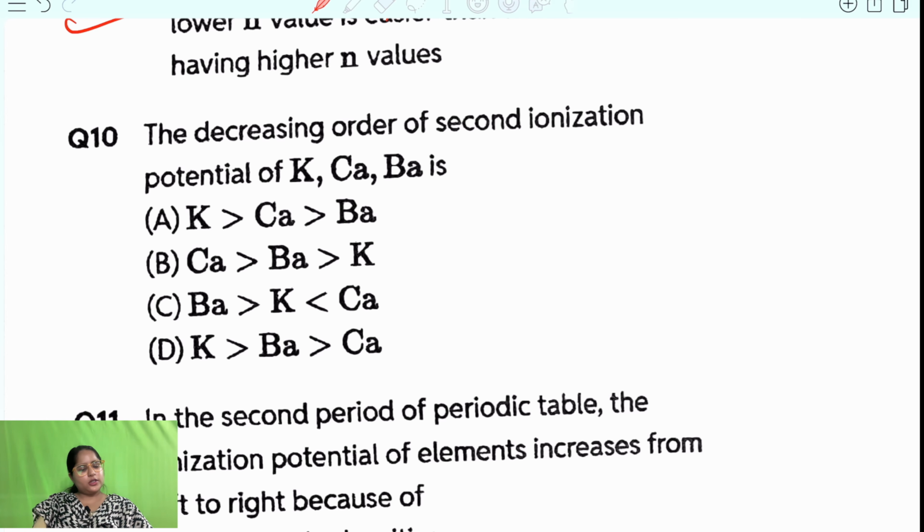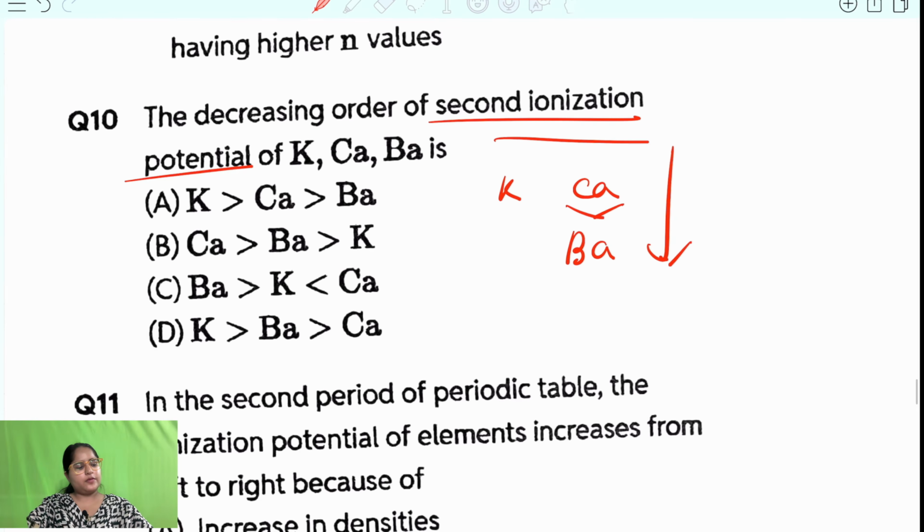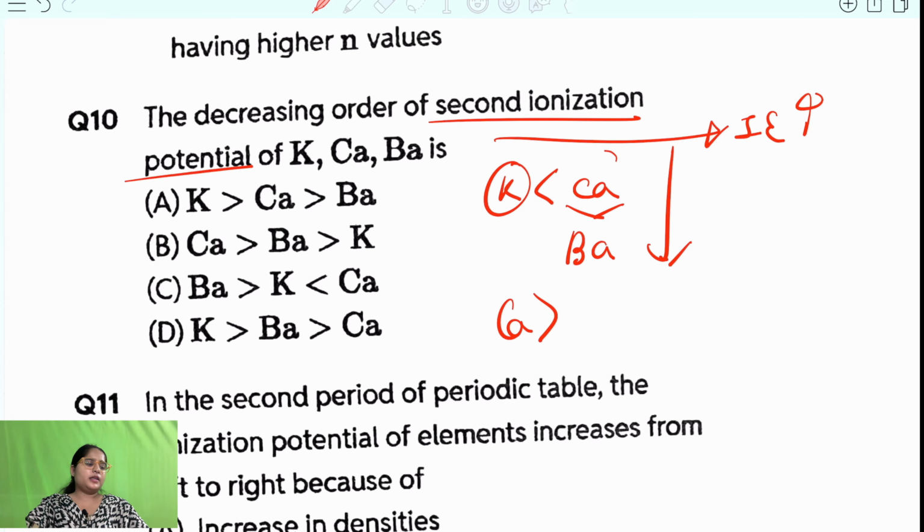Okay, let us solve question number 10. The decreasing order of second ionization energy for potassium, calcium, and barium. Down the group, ionization energy decreases, so barium will definitely be the least, and left to right ionization energy increases, and here we don't have nitrogen or something exceptional. So barium, so maximum calcium, then, no, wait a minute. So it is our potassium, and it is our calcium.